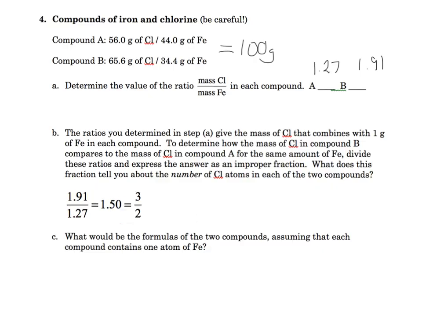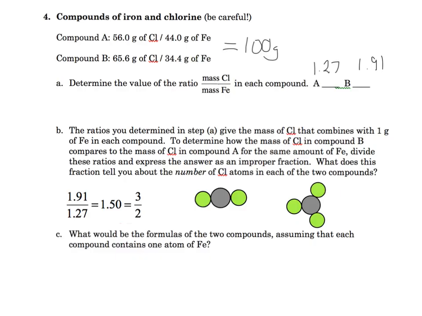If instead we express the 1.50 ratio as the improper fraction 3:2, then we can see that the following particle diagrams are reasonable. Here we have particle diagrams for compound A, FeCl2, and compound B, FeCl3. For every 1 atom of iron, the ratio of chlorine is 3 to 2 in these two compounds.